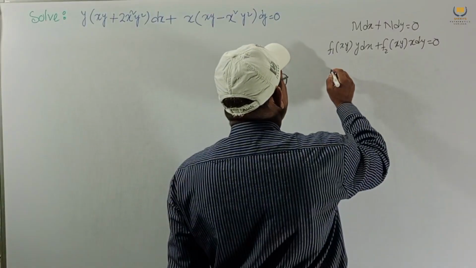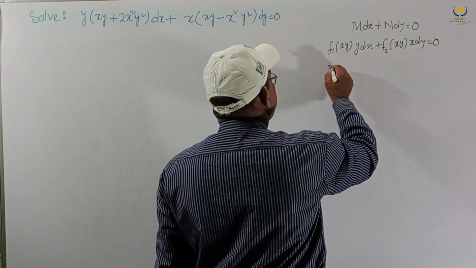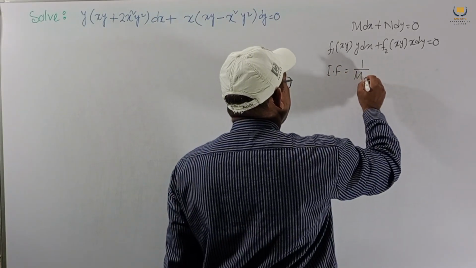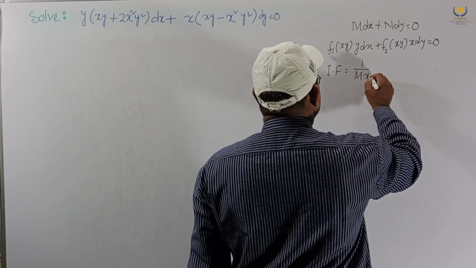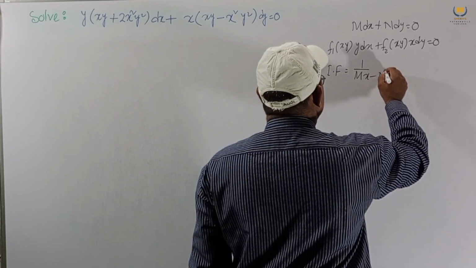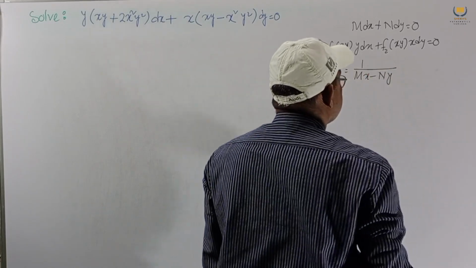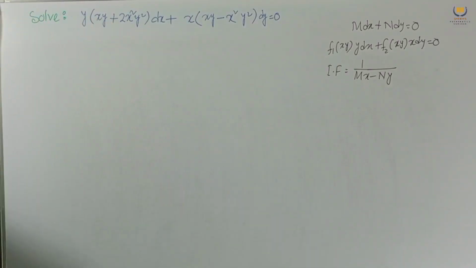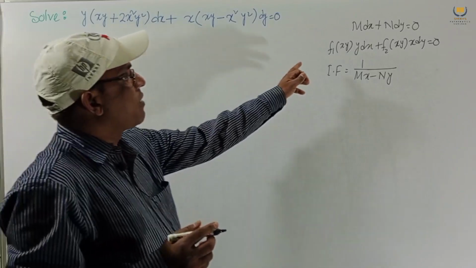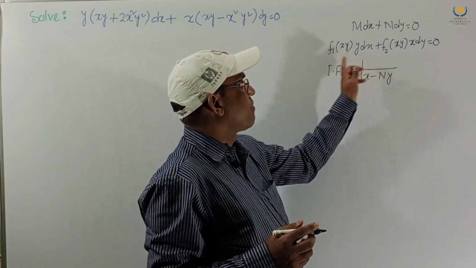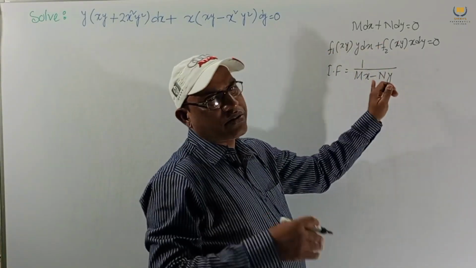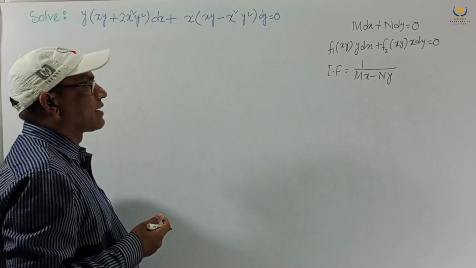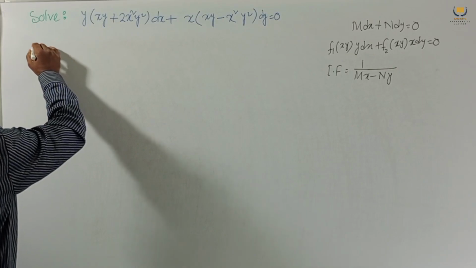At this time, we consider the integrating factor equal to 1 by Mx minus Ny. This is the integrating factor. So for solving this problem, we consider this integrating factor. We multiply both sides by this integrating factor, and the equation becomes exact.